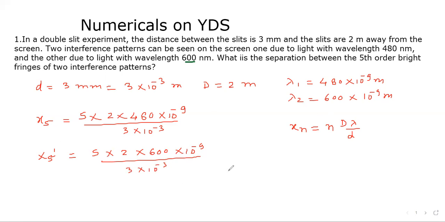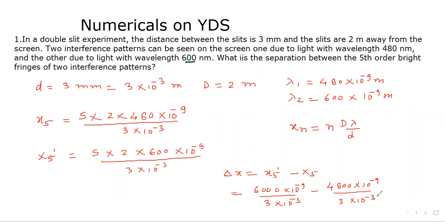Now we have to find out the difference. Suppose it is delta x, which will be x5 dash minus x5. We put the values. So this will become 6000 into 10 to the power minus 9 divided by 3 into 10 power minus 3, minus 4800 into 10 power minus 9 divided by 3 into 10 to the power minus 3. So on simplification, we will get 4 into 10 to the power minus 4 meter.